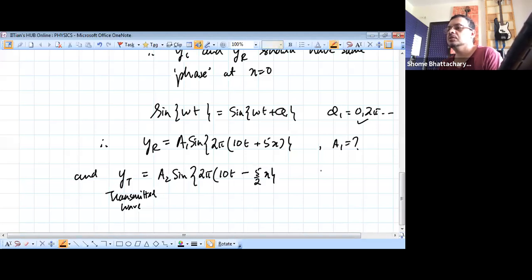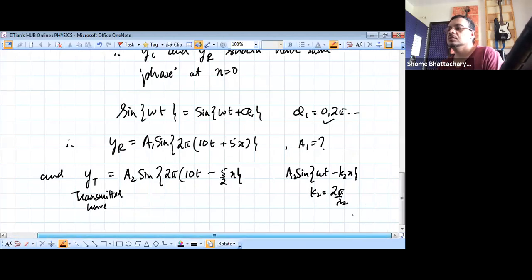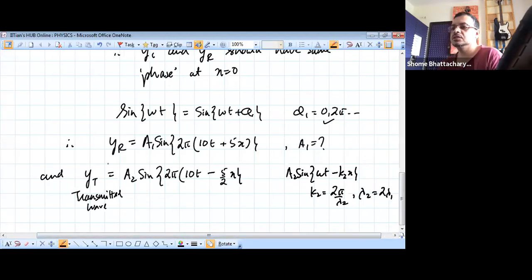It will be like this: a2 sine omega t minus k2x, where k2 is 2 pi by lambda 2, and lambda 2 is nothing but 2 times lambda 1. So hence like this. This is the equation of the reflected wave. This is the equation of the transmitted wave.